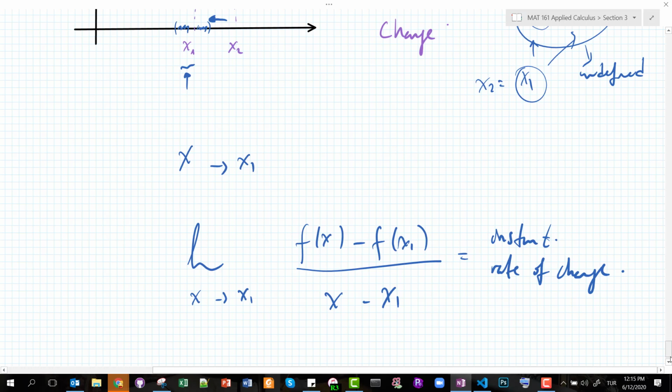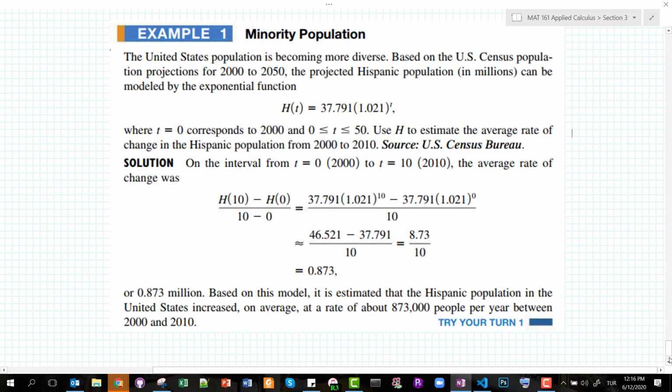Now I'd like to share a nice example from your book before solving further examples. This example is about the average rate of change in the United States population. We have an exponential model for the Hispanic population, where time is t. It tells us the population at any year between 2000 and 2050. Of course, I can use this model to predict the population of Hispanic people for any year.